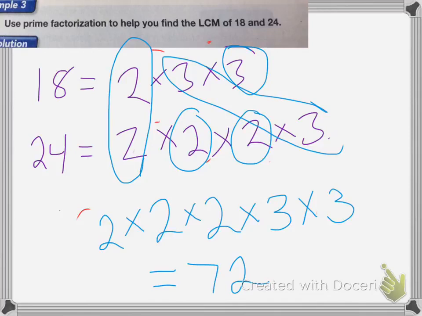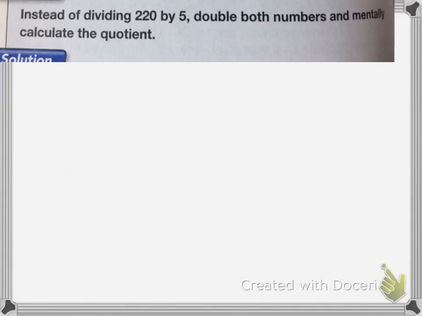And that's it for this lesson. Sorry, it's not. We have one more part. So instead of dividing 220 by 5, double both numbers and mentally calculate the quotient. So I have 220. So it's saying I'm doing 220 and I'm dividing it by 5. So instead of doing that, it wants me to double both these numbers.